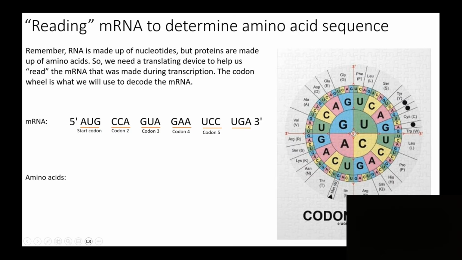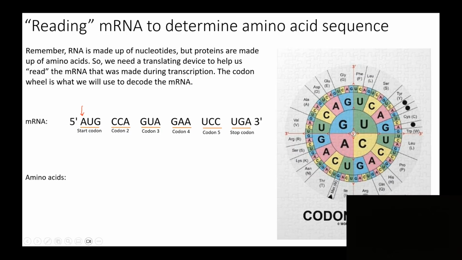And then the last codon also has a special name called the stop codon. So all we have to do is use our codon wheel and start with the first letter of the nucleotide. So I'm going to start right here with A, then I'm going to move to the U, and then to the G.